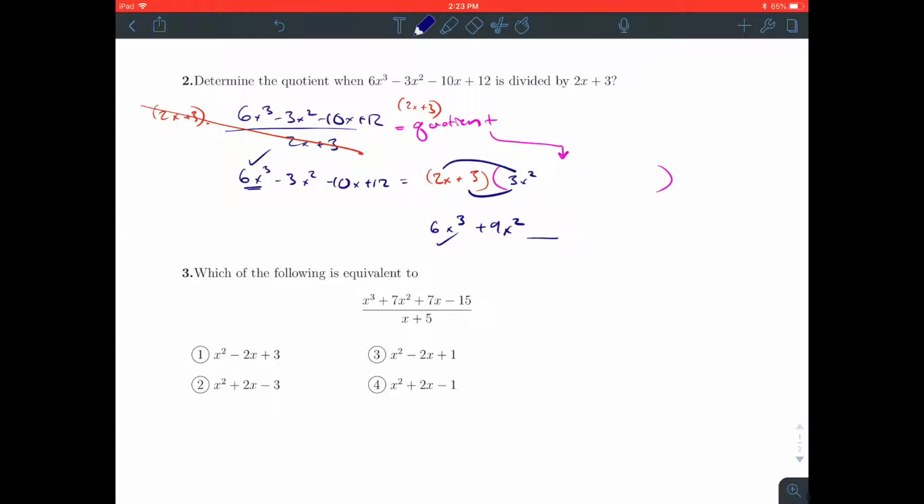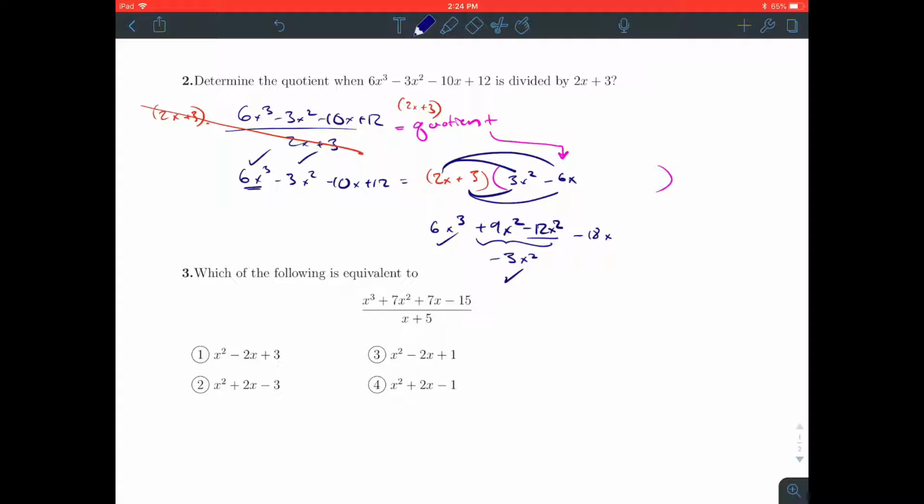So there must be a next term. So when we combine these, we want to get negative 3x squared. So it looks like we want negative 12, so let's see, negative 6x. 2x times negative 6x is negative 12x squared. 9 minus 12 is negative 3. That looks good. 3 times negative 6x is negative 18x.